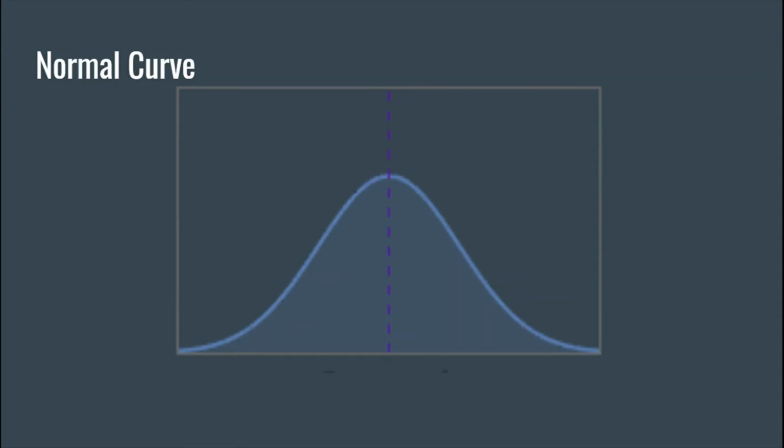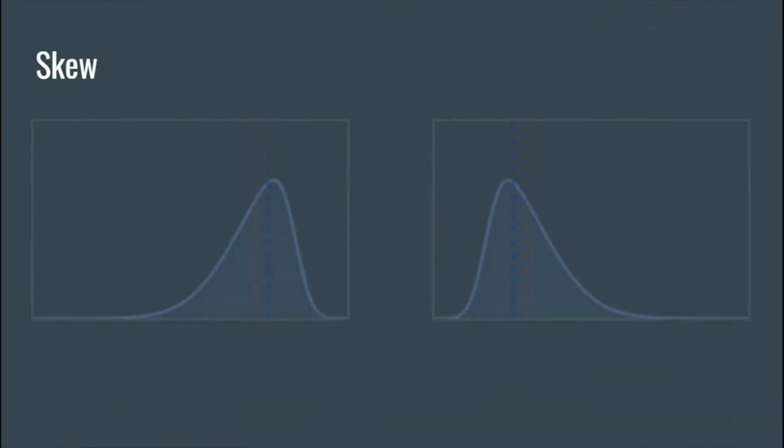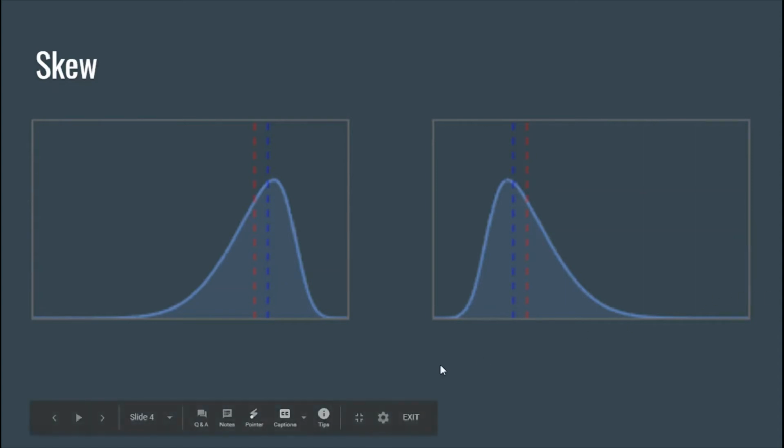Okay, so you're probably wondering, well, what happens if it's not a normal curve? You get something that looks like this, one of these here. So the one on the left here, we call that a left skew, and the one on the right, we call this a right skew. So the thing to remember is the skew follows the side with the longer tail.